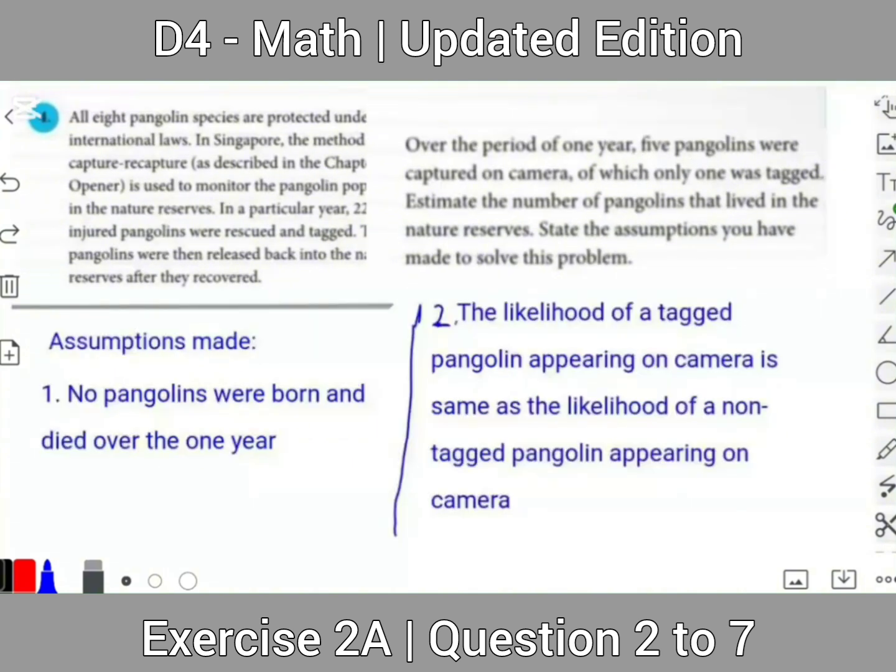Now the assumptions we have to make are: 1. No pangolins were born or died over the 1 year. And the second assumption: the likelihood of a tagged pangolin appearing on camera is the same as the likelihood of a non-tagged pangolin appearing on camera.